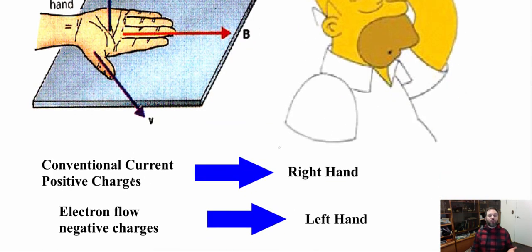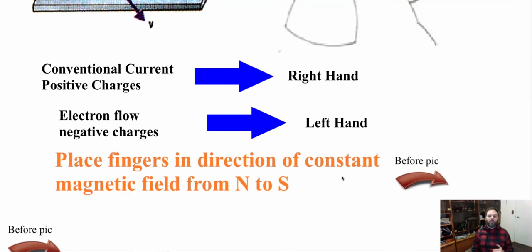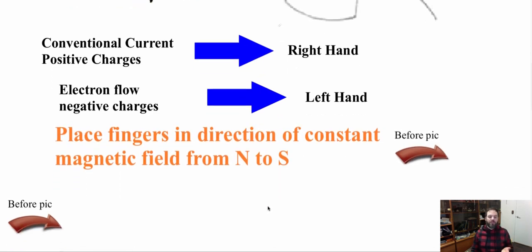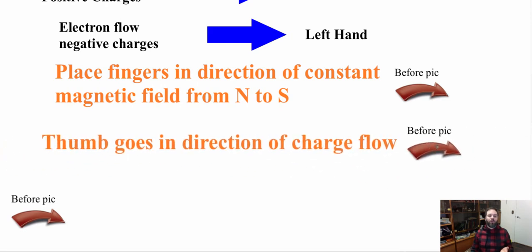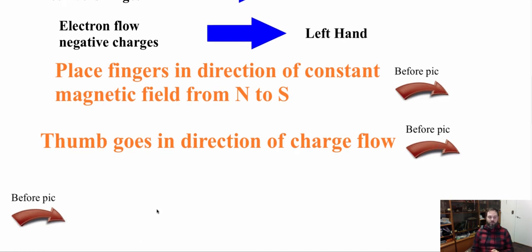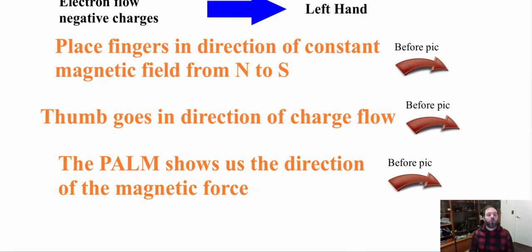So conventional current is, once again, right hand. Electron flow is left hand. We know that we place the fingers from north to south to represent the magnetic field. We also know that we have to use our thumb, and that is going to be the direction of the charge flow. Then, lastly, we know the palm is going to show us the direction of the magnetic force. So the direction of which it will deflect the charge.